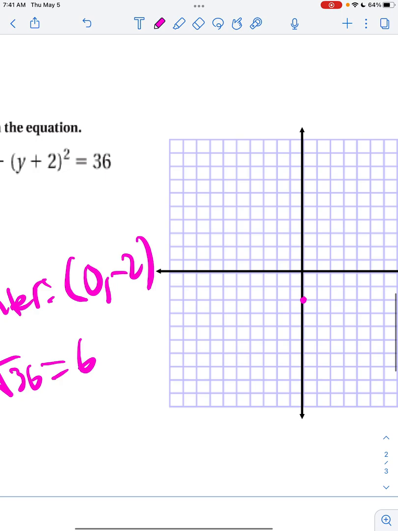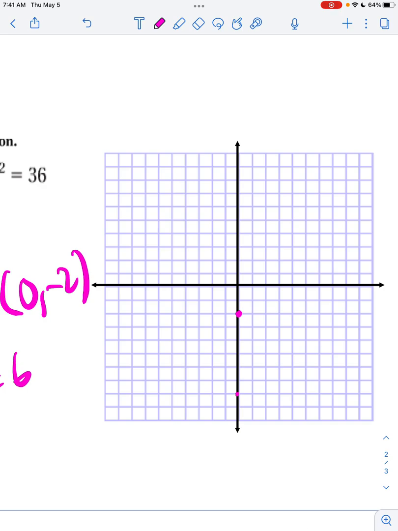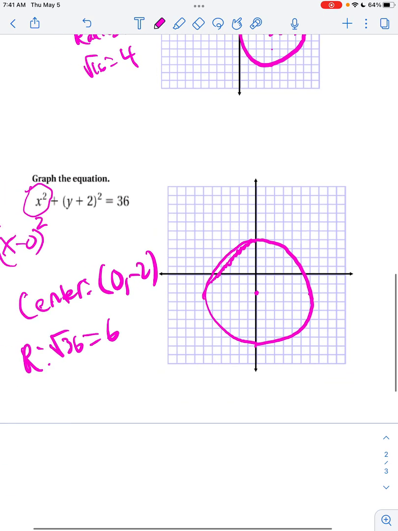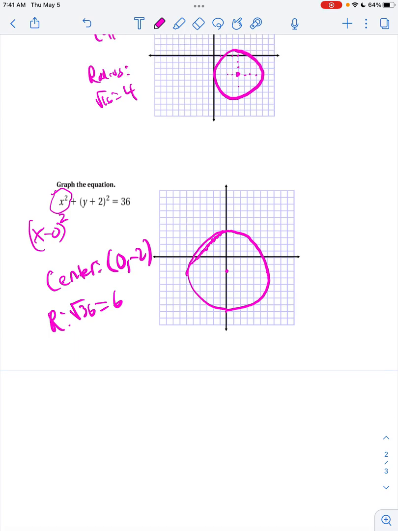With a radius of 6, I need to go down 6, to the right 6, up 6, and of course all these are from the center. Not my best circle, but that's kind of the idea. Again, make sure you are labeling your center and then showing what the radius is.